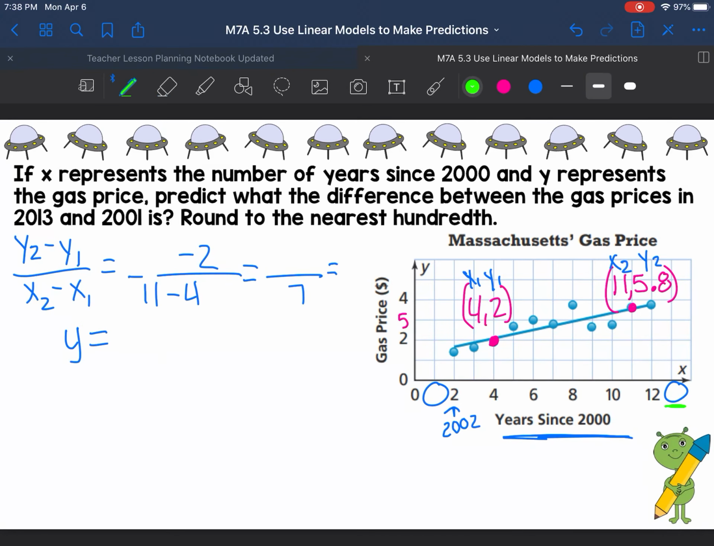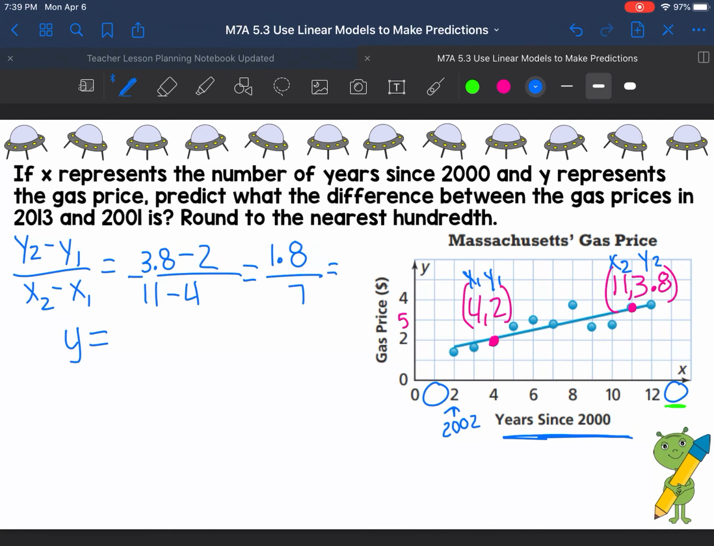Remember, math's about making mistakes. But when you see an answer that's like, whoa, that's a lot of money, kind of stop and think about it. So that's not 5.8. That is actually, should be 3.8. It's okay to make mistakes. Even your teachers make mistakes. So 3.8 minus 2, which sounds a lot better, gives me 1.8.